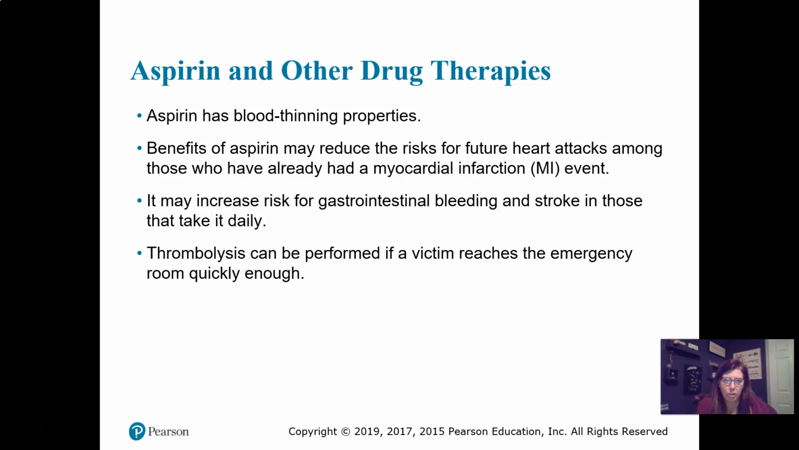Thrombolysis involves injecting an agent such as tissue plasminogen activator to dissolve a clot and restore some blood flow to the heart, thereby reducing the amount of tissue that dies from ischemia. So thrombolysis helps to dissolve clots when there's a potential in the blood, right? Coagulates clots. And so that could be beneficial in helping to reduce that if reached to the emergency room fast enough.